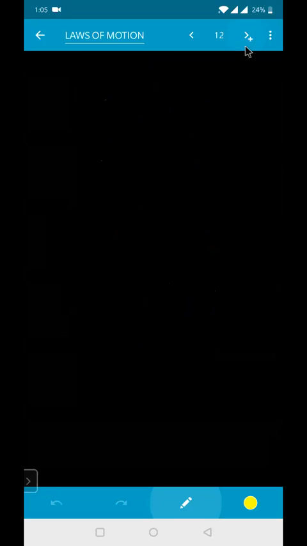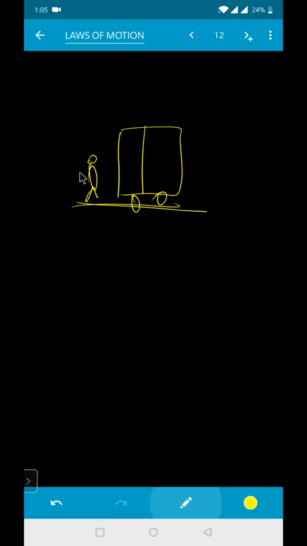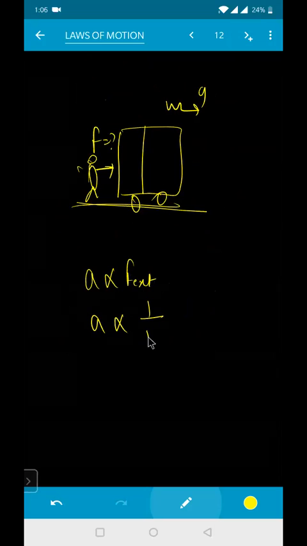Like say for example, this is your almara and there are wheels for this one. When you are standing here and applying force, the acceleration of this will depend upon the force applied. So I can say that acceleration is directly proportional to the external force acting on that body. And also acceleration is inversely proportional to the mass. Lesser the mass, more will be the acceleration. So it is inversely proportional to the mass.